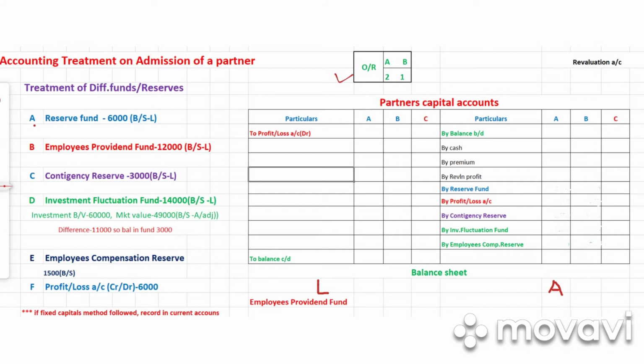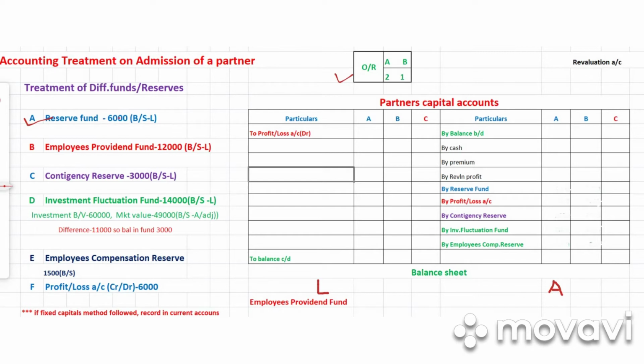First item is reserve fund. Dear students, before we see the accounting treatment of reserve fund, we should know what this reserve fund is. This reserve fund is the fund created out of undistributed profits by the old partners or the existing partners. So it is purely their money. Only they have an entitlement or claim on these funds. If reserve fund is given in the balance sheet, it is a common item. It will be there in most balance sheets on the liability side. It may be reserve fund or general reserve, like that.